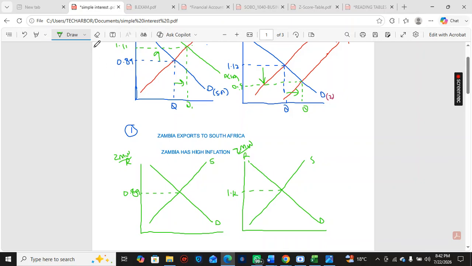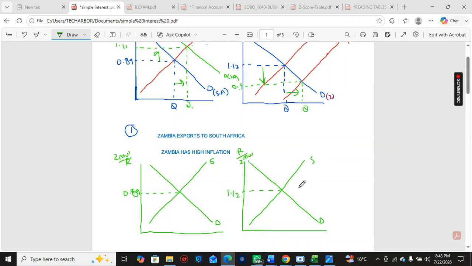Okay, so we start again at this point here. One Zambian kwacha, this graph on the left here, one Zambian kwacha equals 0.89 rands. This graph on the right here, one rand equals 1 kwacha 12 ngwe. So I put the rand on top. Remember, base currency on top, quote currency at the bottom.